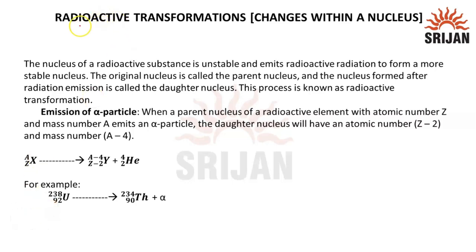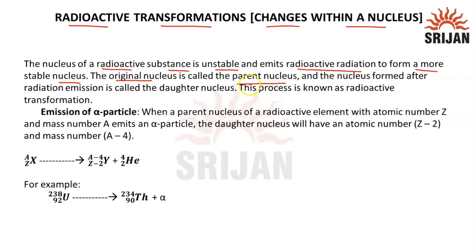In this video, we'll be studying about the radioactive transformations, that is, changes that occur within a nucleus. We know that the nucleus of a radioactive substance is unstable and it emits radioactive radiations to form a more stable daughter nucleus. The original nucleus is known as the parent nucleus.